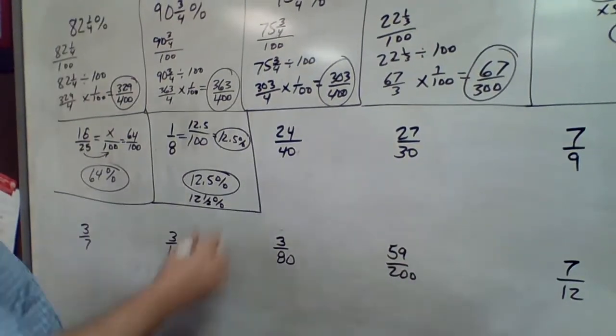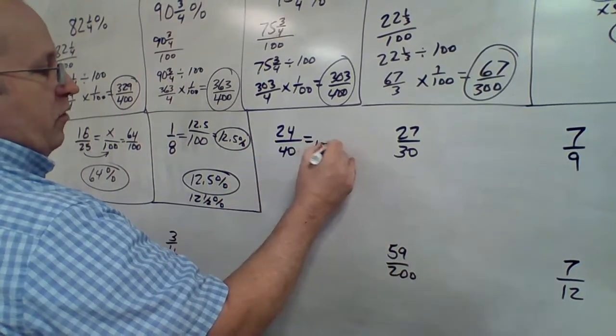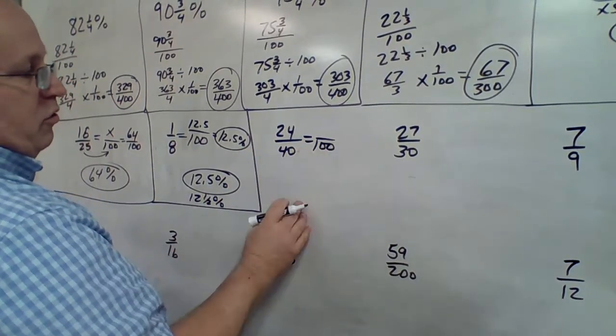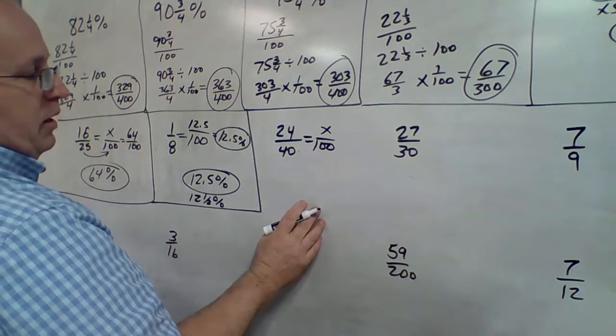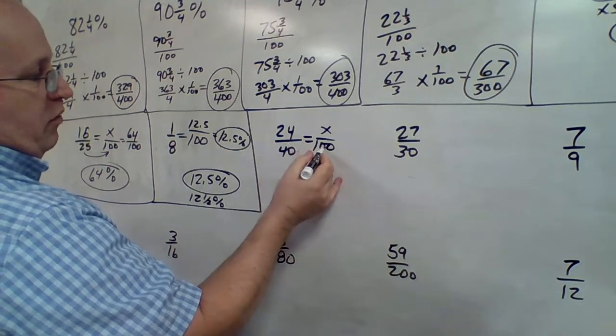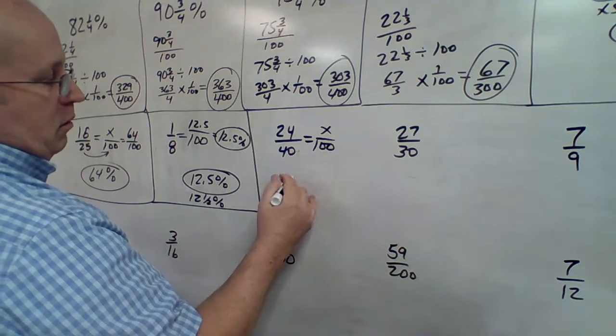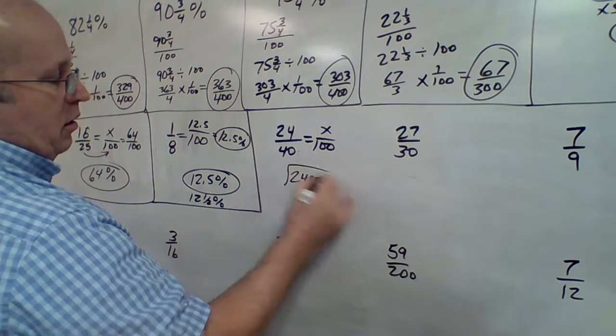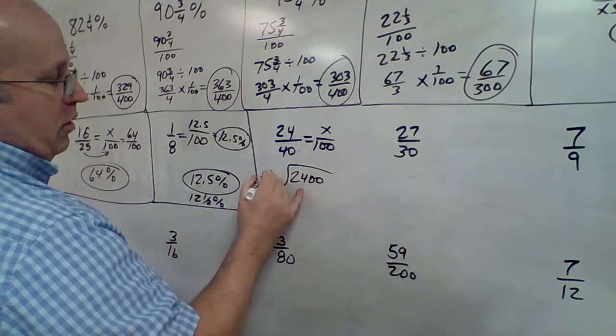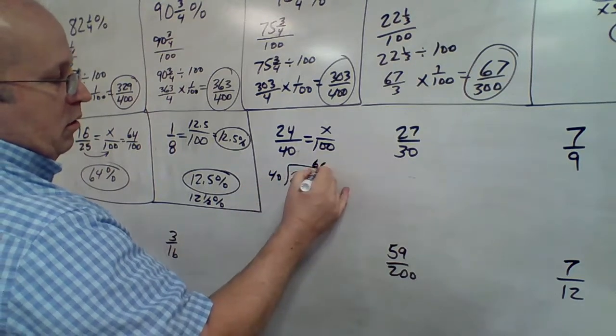Okay, let's move on to this one. Again, think about changing this into a fraction that has 100 as its denominator. So I'd take 24 times 100 and I'd divide by 40. Let's do that method today instead of looking for the pattern here. Oh, I get 60.